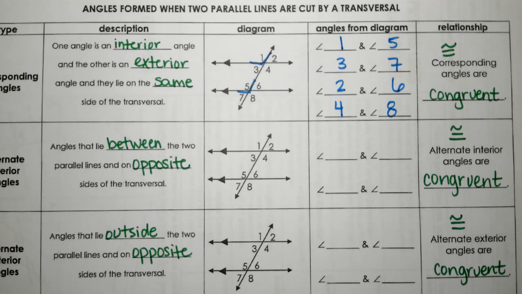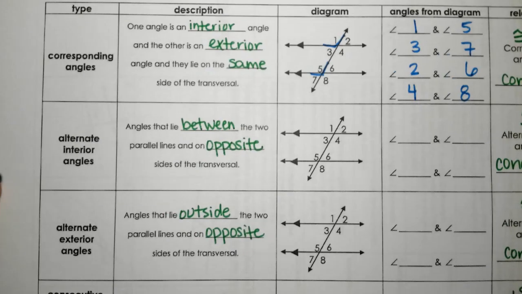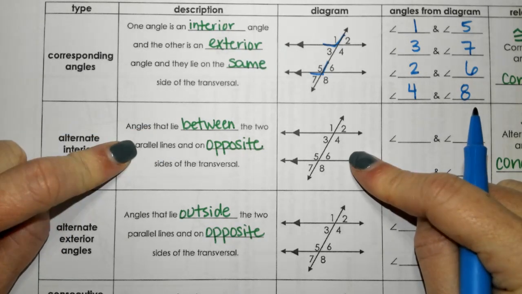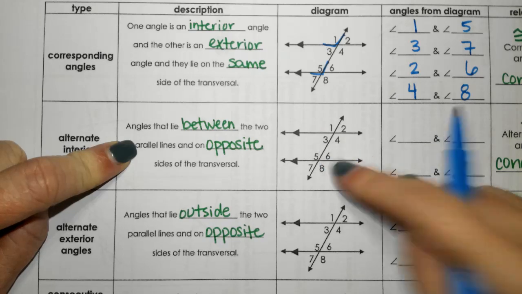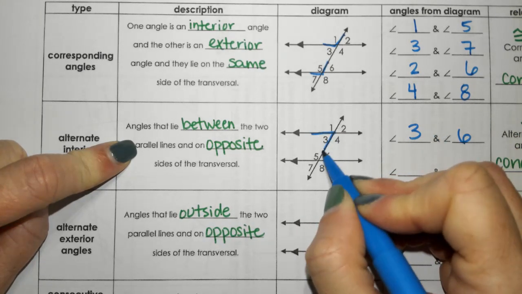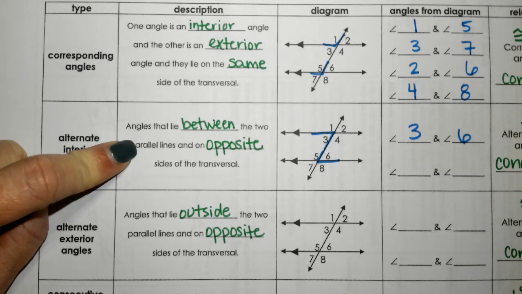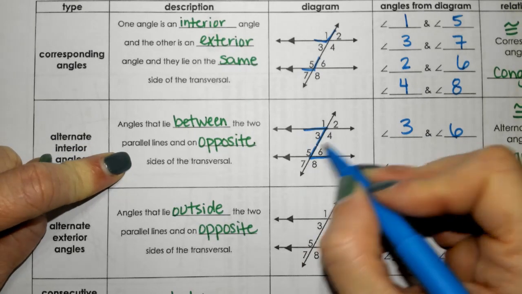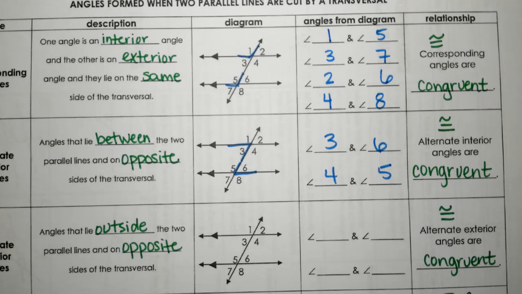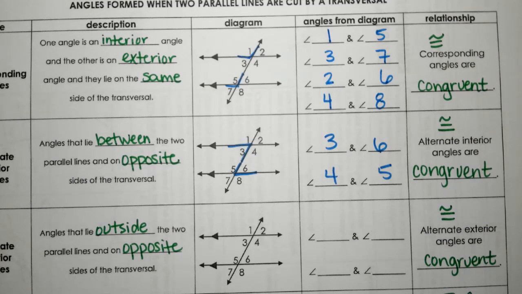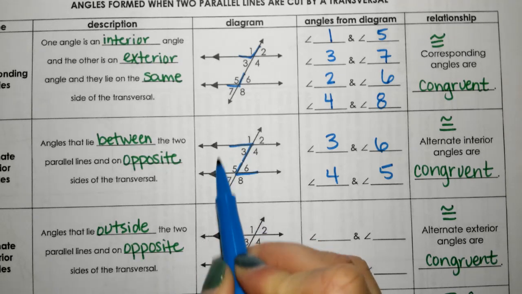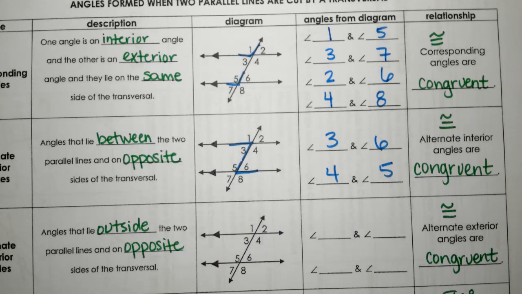Alright, the next one, alternate interior angles. Angles that are between the two parallel lines, but on the opposite sides of the transversal. So angle 3 and angle 6. And then there's one more pair of alternate interior, and that would be angle 4 and angle 5. Also congruent. Always congruent, if the lines are parallel. It's very important that you know the lines are parallel to be able to say that they're congruent.